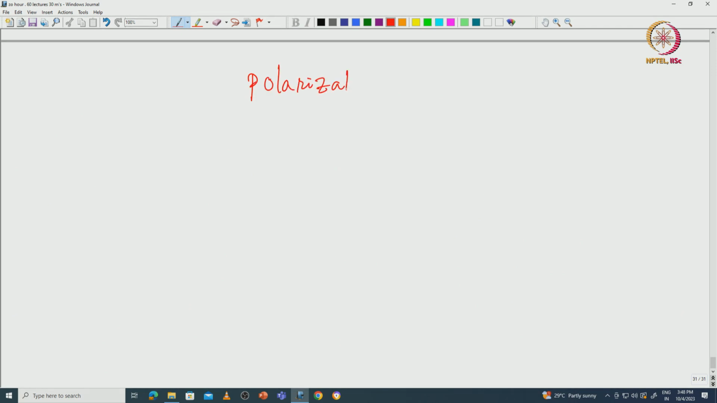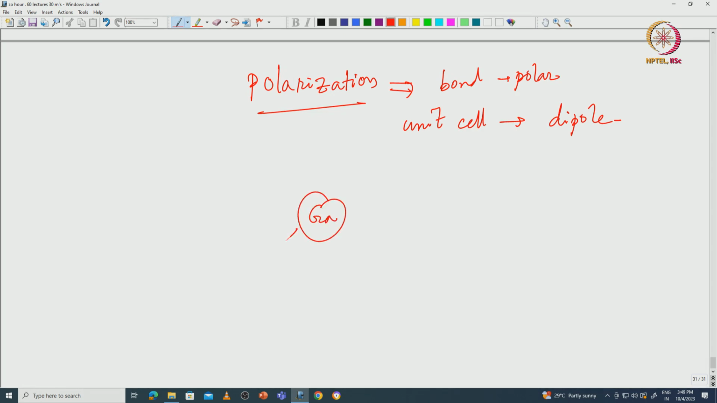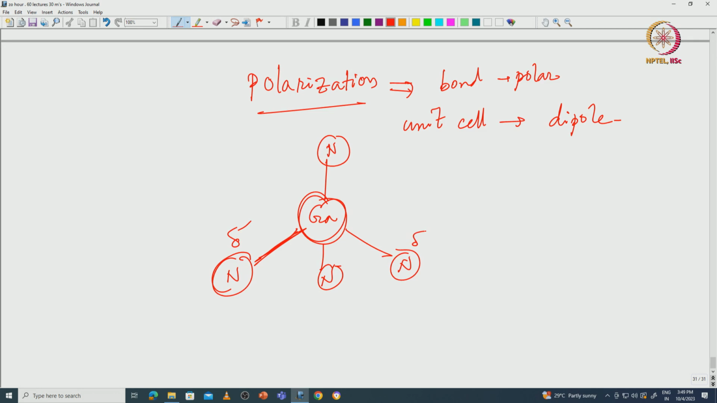Now the difference from other III-V semiconductors, or silicon, or germanium, is that the gallium nitride family has a particular property called polarization. What it means is that each bond is a polar bond. So each unit cell will have a dipole. Let me make it clear. Suppose you have a gallium atom and you have nitrogen, tetrahedral, okay. So the bond between gallium and nitrogen, the electron cloud that is shared between gallium and nitrogen is asymmetrically distributed, so that nitrogen is slightly negatively charged and gallium is slightly positively charged.